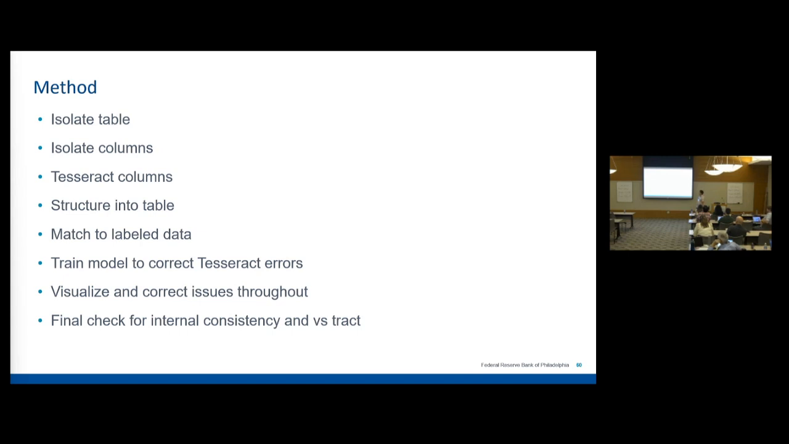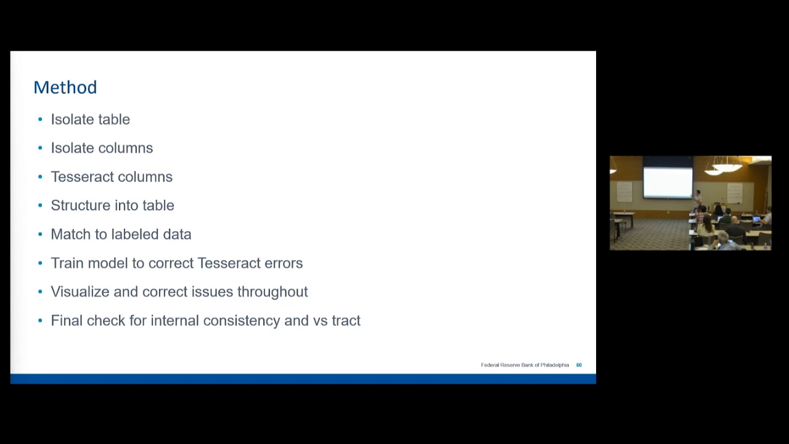I went over this before, so I'll be brief here, but the idea is to drill down into individual components of the table as much as possible. Let's get just the table and then each individual column, and then we can pass that through Tesseract, and I'll argue about why I think Tesseract is actually really good for this application. And then we need to structure that back into a table. And once we have it structured back into the table, we can match it to labeled data. And that's where we can train a model to get very good results.